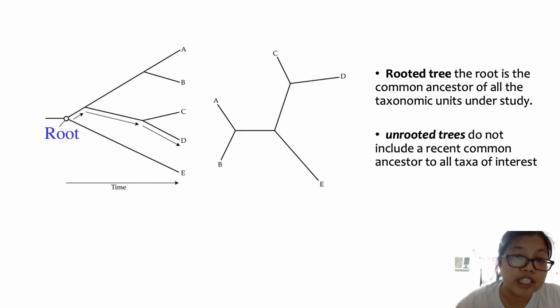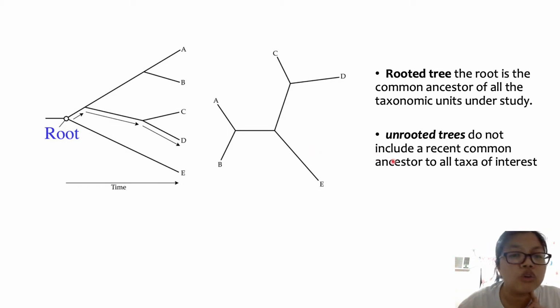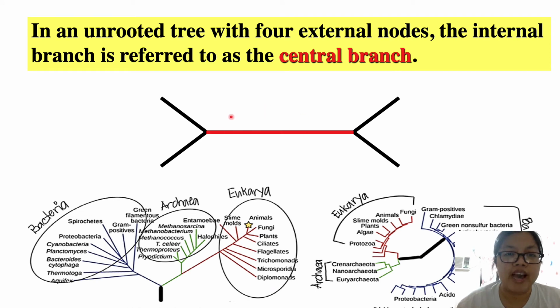There are two types of phylogenetic trees, the rooted tree and the unrooted tree. A rooted tree includes an outgroup, so it shows a root, the common ancestor of all the taxonomic units under study. An unrooted tree does not include a most recent common ancestor of all taxa. It is just telling us how the different units are related to each other. It does not tell us which one diverged first from the ancestor. In an unrooted tree, we have what we call a central branch. For example, here we have 4 external nodes and a central branch.